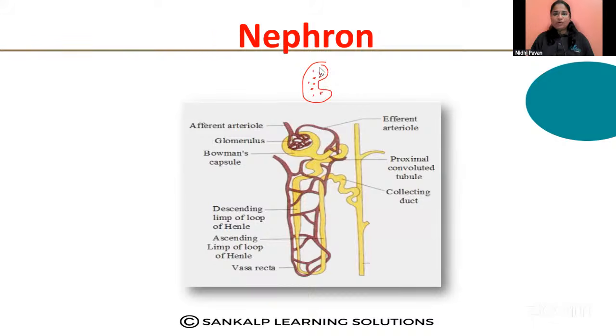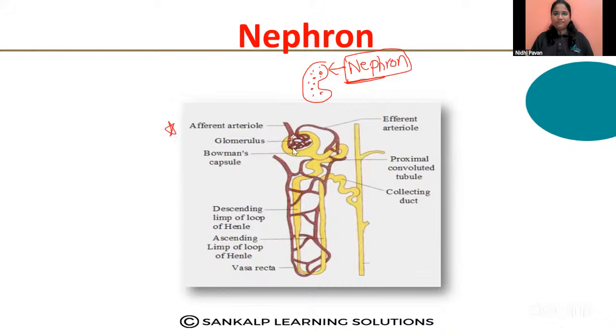Okay, so the cells of a kidney are called nephrons. Nephron means the structural and functional unit of the kidney, or simply we can say the cells of a kidney are called nephrons. So in the nephron, what happens? There will be a formation of urine. This is the structure of a nephron that you can see.